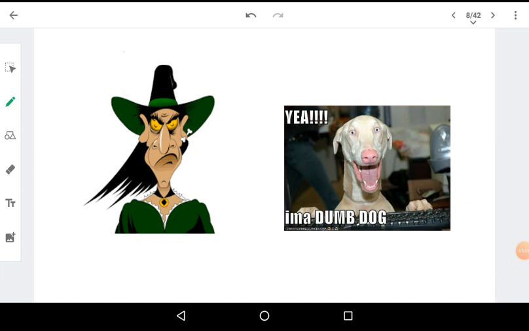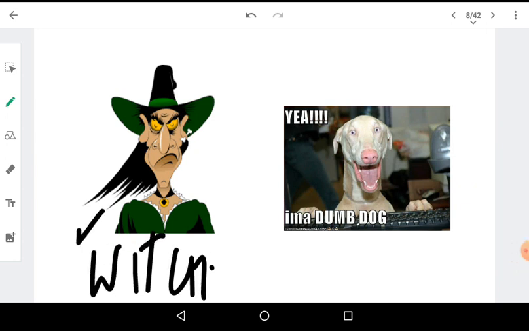Here you can see a witch. Now look at the first two letters of the witch. It is W and I, right? So W stands for withdrawing and I stands for increases. So whenever there is a withdrawing group, that will increase the acidity.